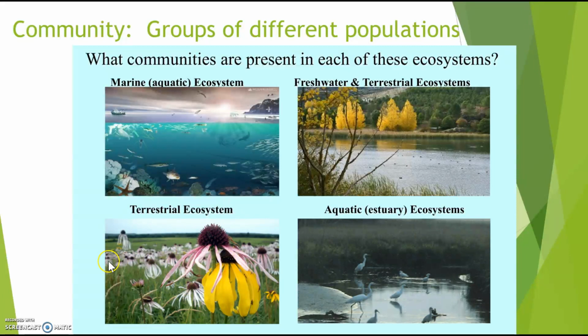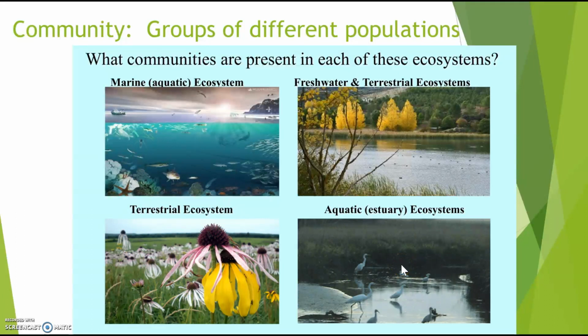For instance, you've got these types of flowers that kind of look like the echinacea flower, and then you've also got a yellowish flower. Those are maybe two different types of populations. Then you've got the taller grasses, that's another population, the trees in the background, and then all of the bugs within it that are all parts of different populations.